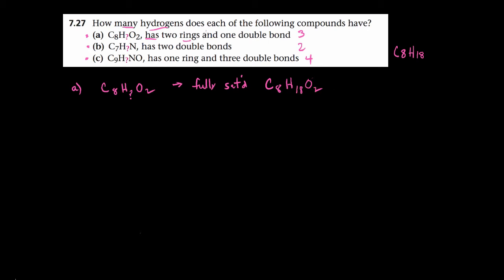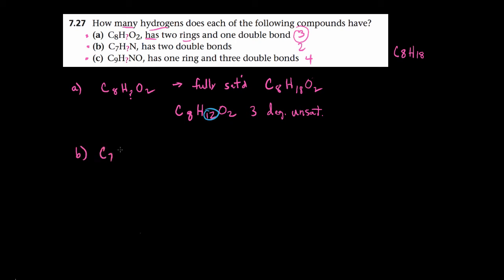And so since we have a degree of unsaturation of 3 here, that means that we have 6 hydrogens that need to be removed. So this would be C8H12O2 with 3 degrees of unsaturation. So the answer here is 12 hydrogens. So let's look at B.